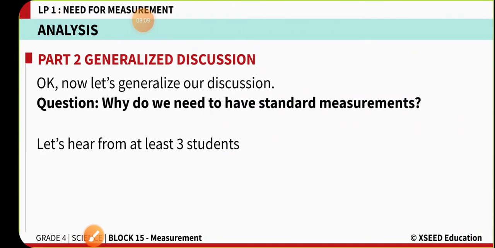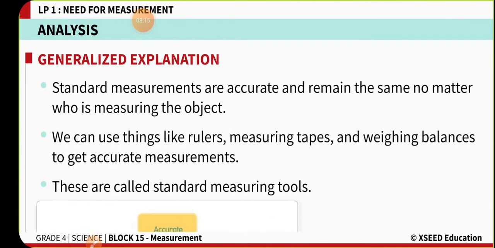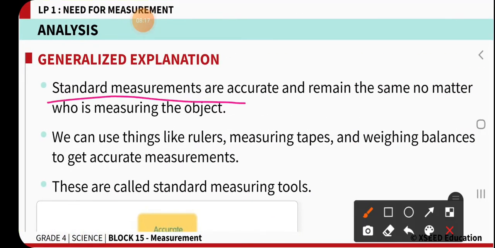Okay. So now why do we need to have standard measurements? So we should always have standard measurements to measure things accurately, and that remains the same. In what way is it the same? It is the same all over the world, and no matter who is measuring the object, that object's length or weight remains the same.